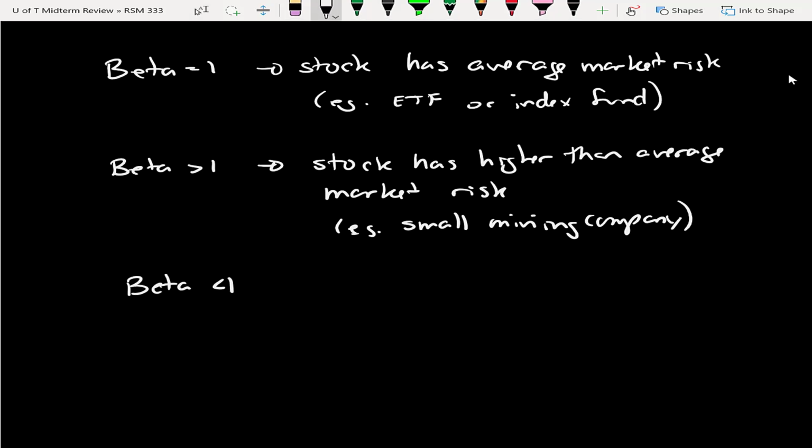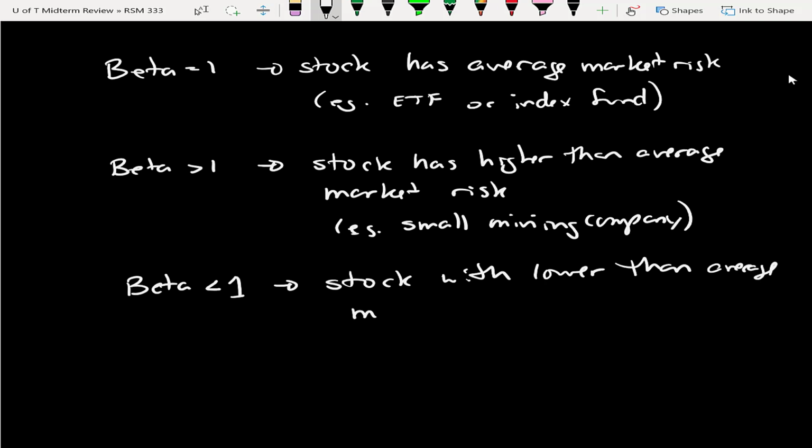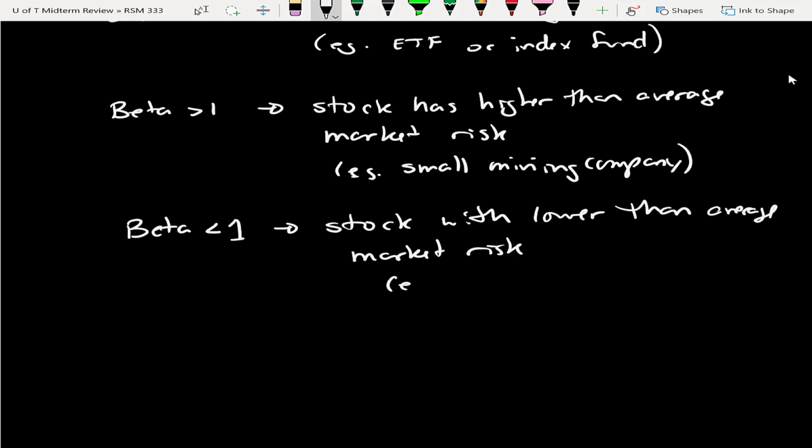If the beta is less than 1, then it is a stock that has lower than average risk. And this would be probably something like a large bank. Okay, so these would be large blue chip companies, profitable, cash flow safe. They don't move around as much as the market as a whole.